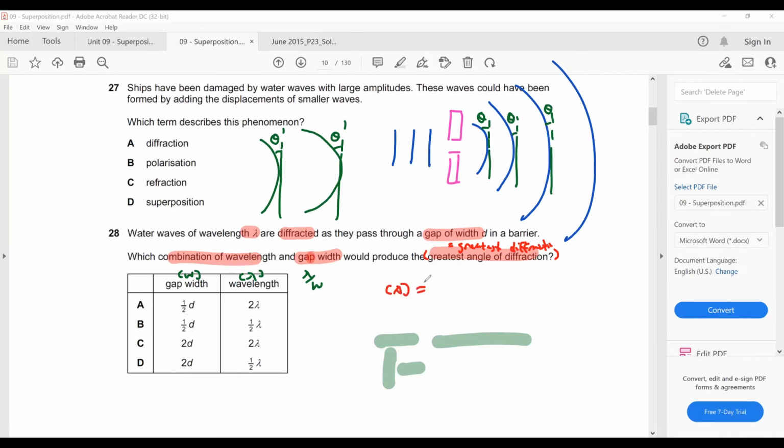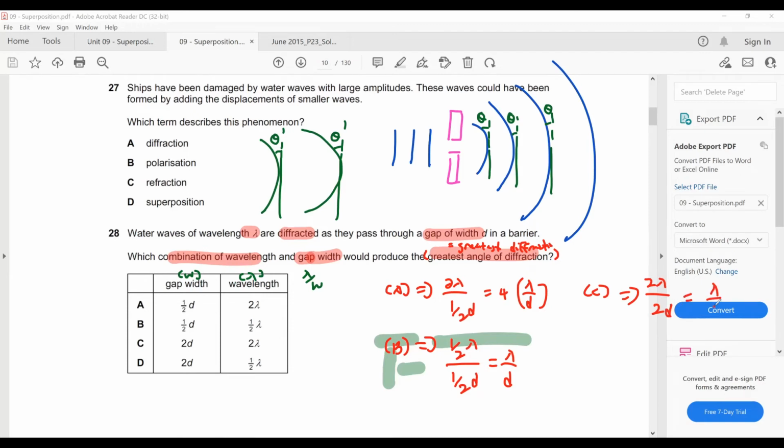Okay, A is 2 lambda over half D, so you're going to get 4 lambda over D. For B, it is half lambda over half D, so you're just going to get lambda over D. For C, it is 2 lambda over 2D, so you get lambda over D. For D, you're going to get half lambda over 2D, which is 1 over 4 lambda over D.